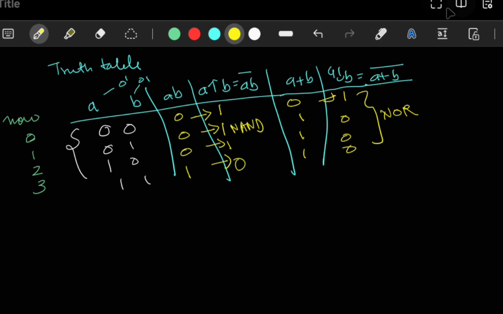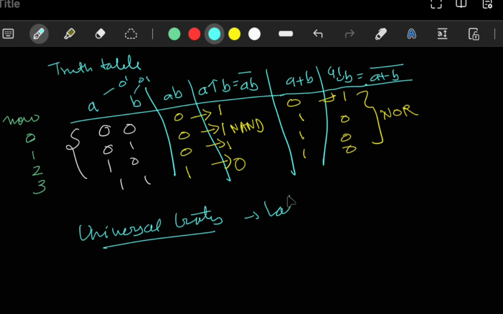Now why do we call them universal gates? These are called universal gates. NAND and NOR are called universal gates. But why? This we will see later on.